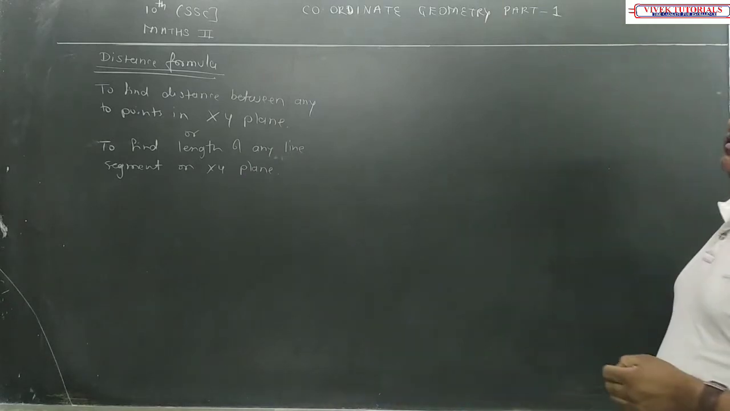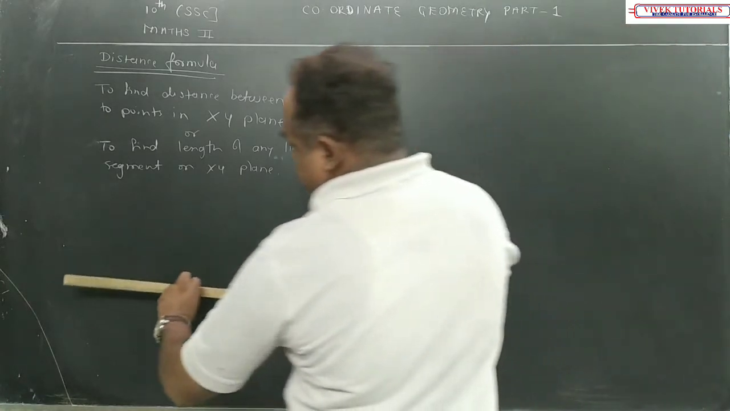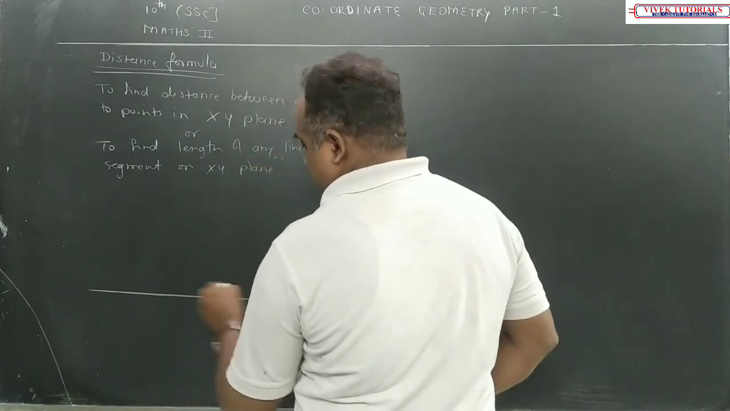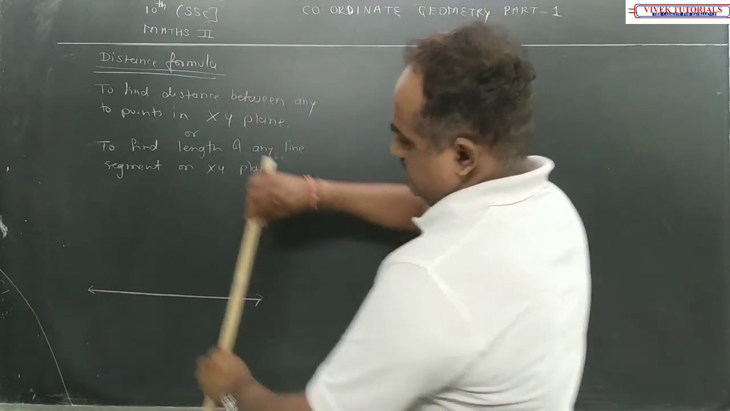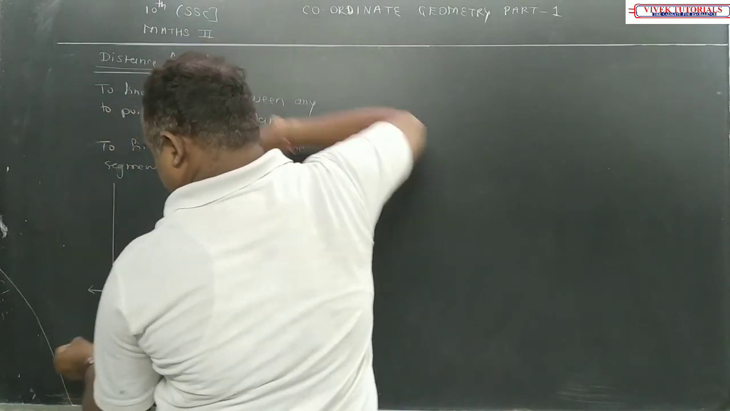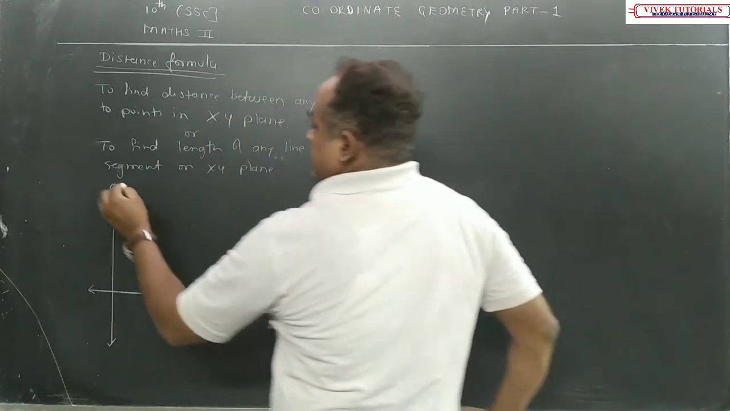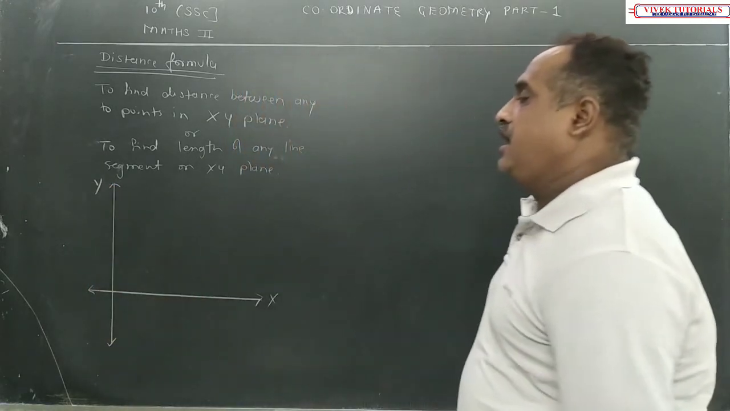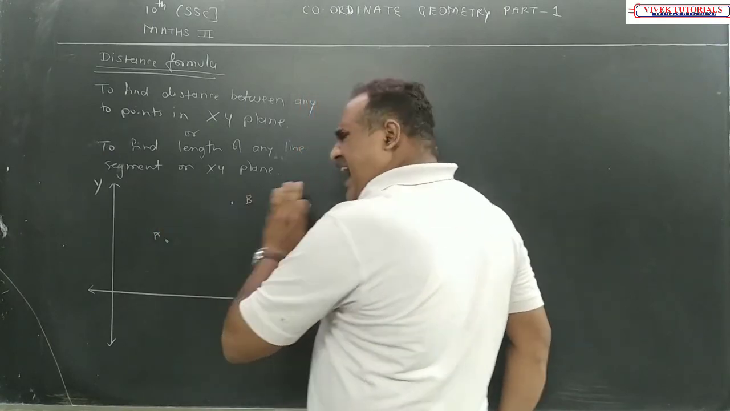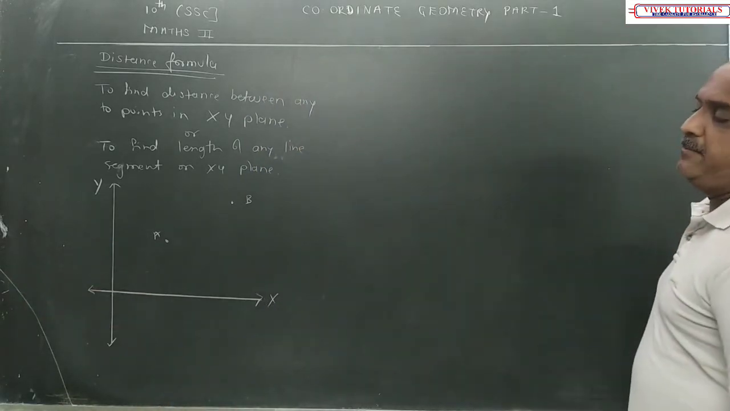XY plane. Okay, so in the XY plane, we first draw the x axis. This is the x axis. Now this one is the y axis. This is the x axis, this one is the y axis. I'm going to take point A, point B, anywhere. You can take a point here also, anywhere on the XY plane.